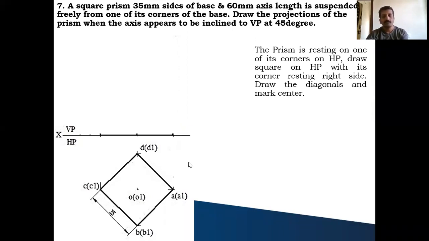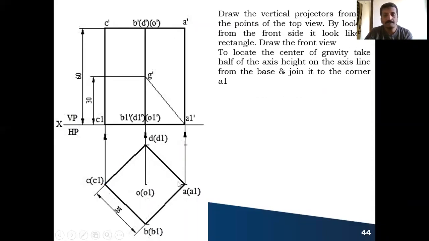To get the front view, you draw the vertical projectors from all the points like this till they meet the XY line. What is the axis height given? The axis height given is 60 millimeter. Above the XY line, you take the axis height and draw a horizontal projector line. Now you extend all these lines, and wherever they meet the 60 millimeter horizontal line, join those lines with visible edges and complete this square. So it completes this rectangle. So in the front view, the square prism looks like a rectangle.